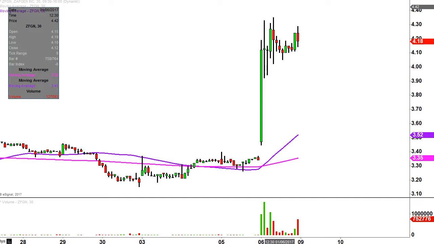The price really came to life, and the majority of it did come during the first 30 minutes. Again, each of these represents 30 minutes. So you can see the opening 30 minutes, the price gapped up there, and then ultimately closed right there.